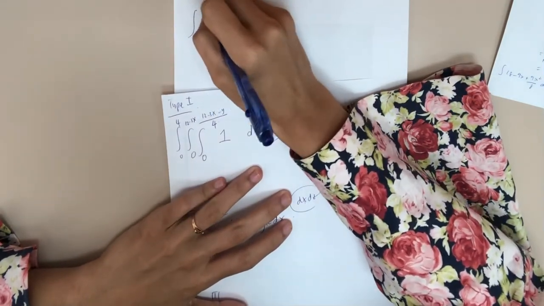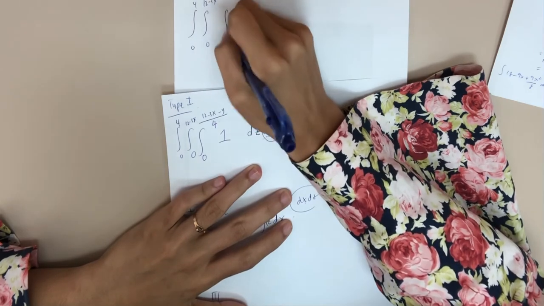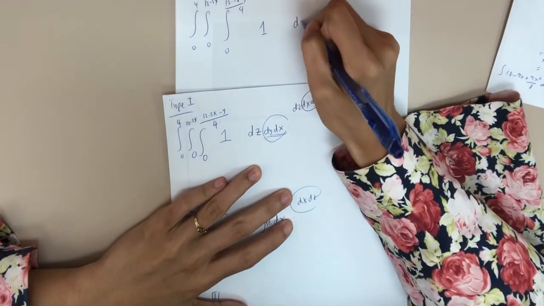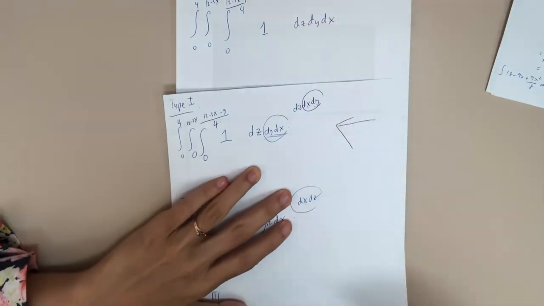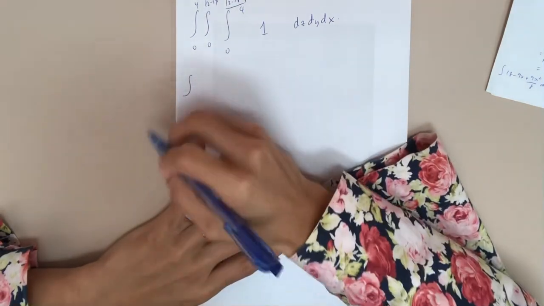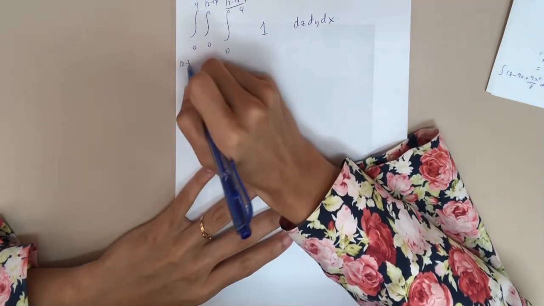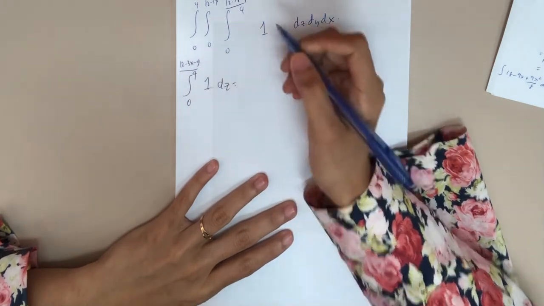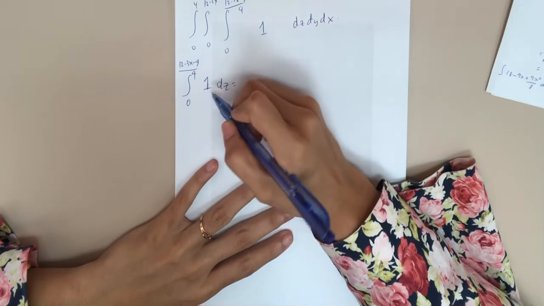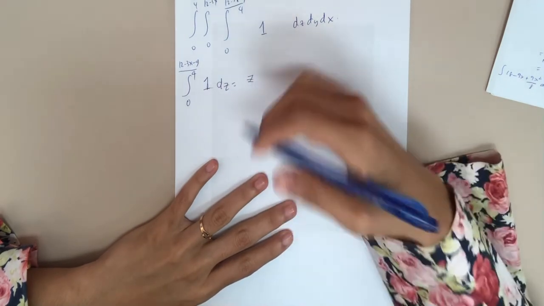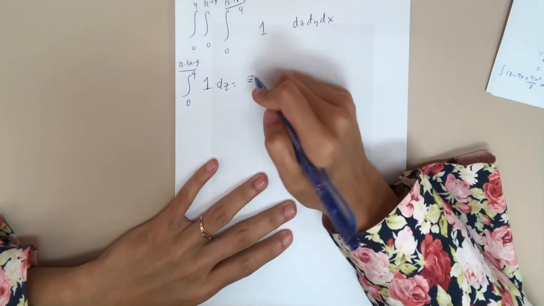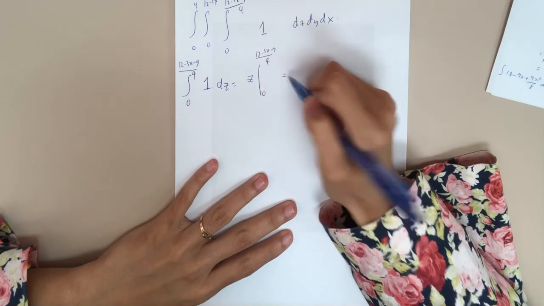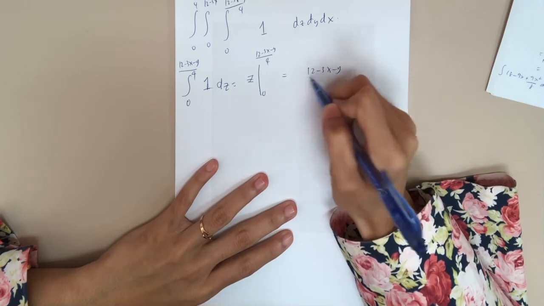So here the limit. Alright, so this is your function and this is the order. So we do the first one first. So 0, 12 minus 3x minus y over 4. We will integrate with respect to z first. Because this is 1, you just add the z here. And then 0, 12 minus 3x minus y over 4, so it will be 12 minus 3x minus y over 4.